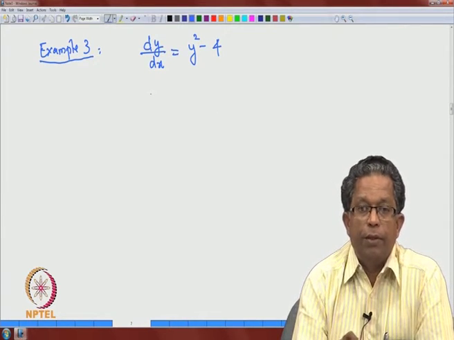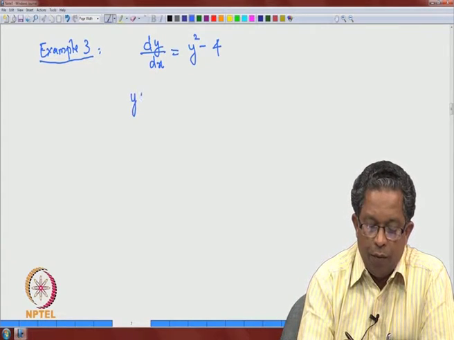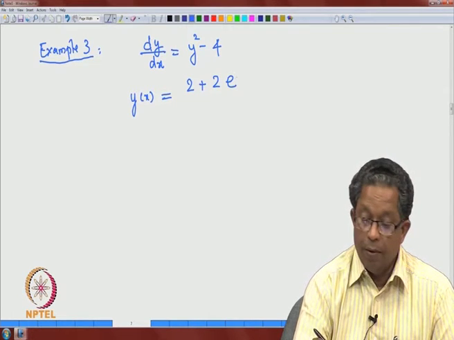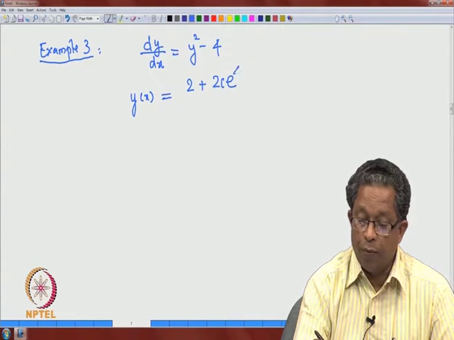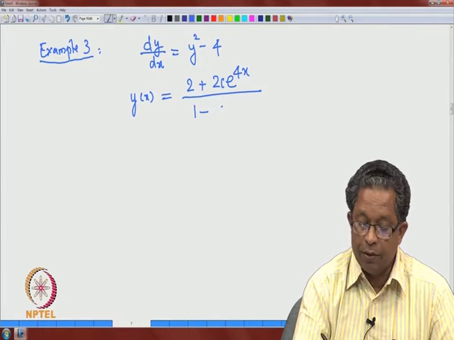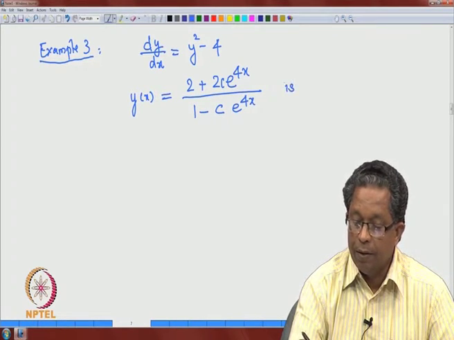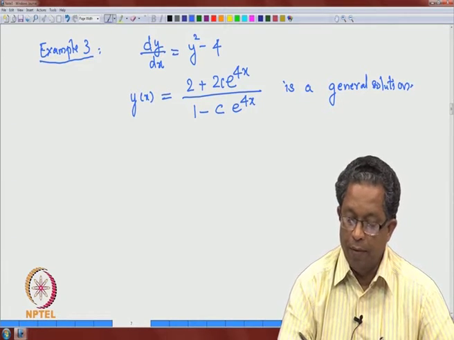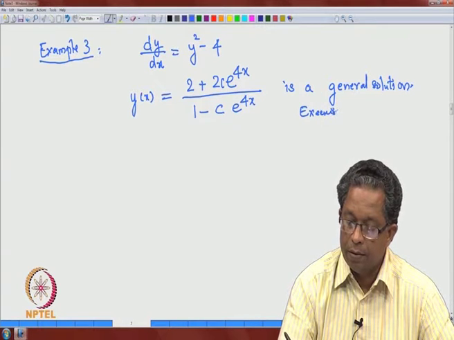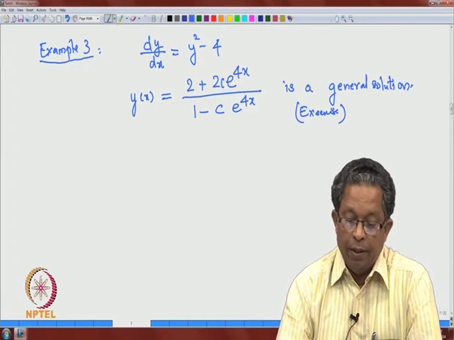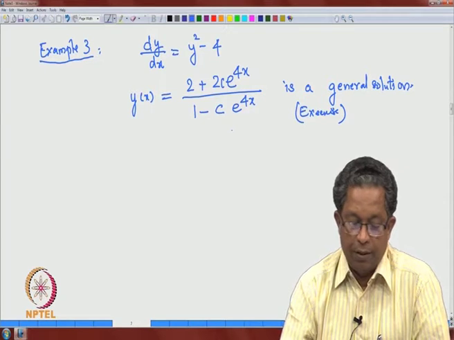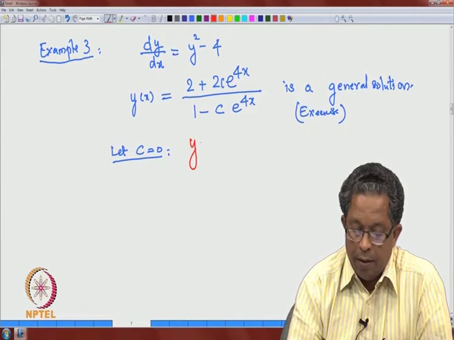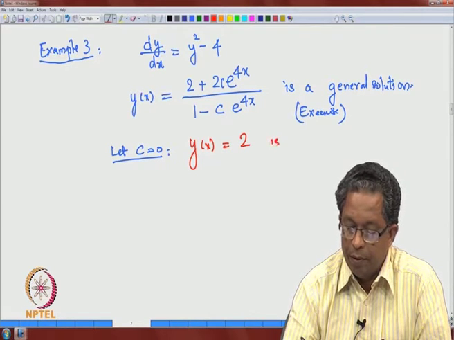again by the method of separation of variables, you can integrate and you can easily see that y of x is equal to 2 plus 2 times some constant c e to the power 4 x divided by 1 minus c e to the power 4 x is a general solution. I will leave this as an exercise to show that y is a general solution. And once you specialize, say, when c is equal to 0, then we obtain y is equal to 2 is a particular solution.